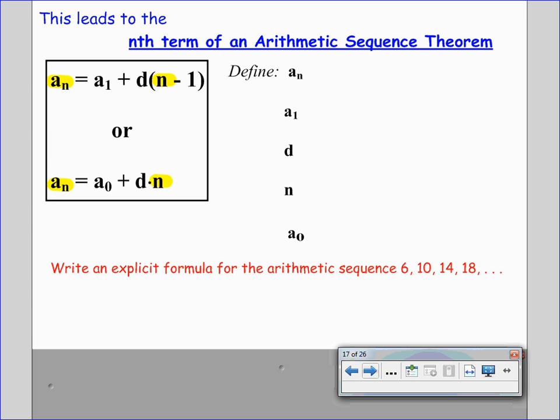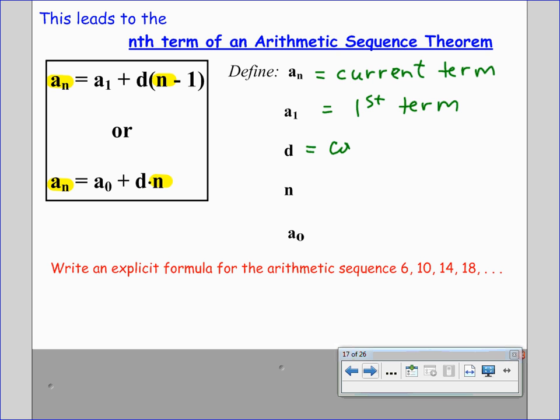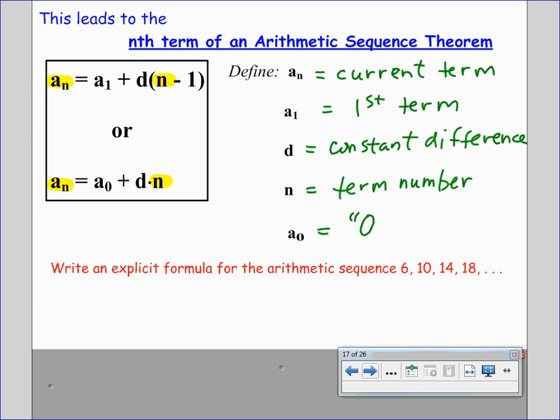a sub n is defined to be the current term. So a sub n is the current term value. a sub 1 would be the first term. d would be my constant difference, positive if my terms increase, negative if my terms decrease as I move along them from left to right. n would be my term number. And a sub 0 would be my 0th term, my ghost term. That's not actually a member of the sequence, but I can get it by counting back one step.